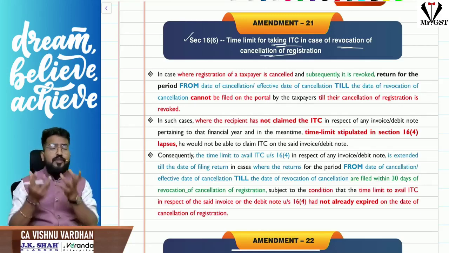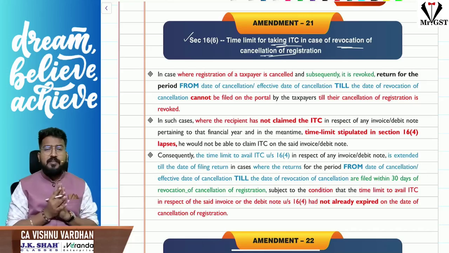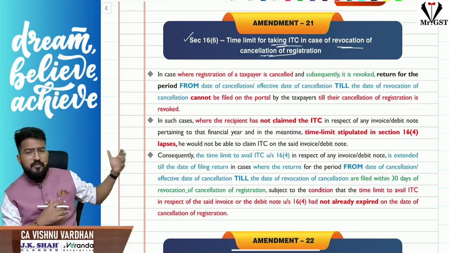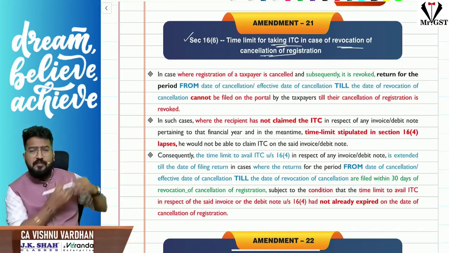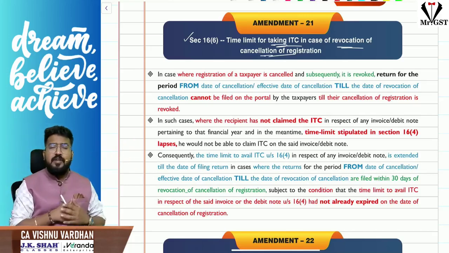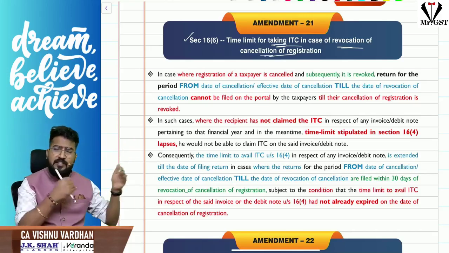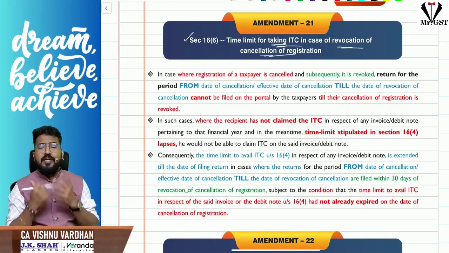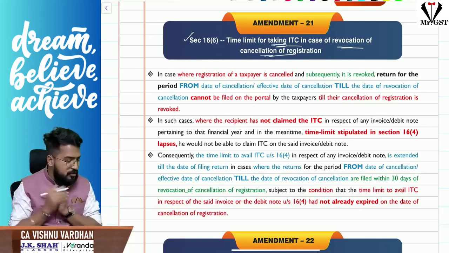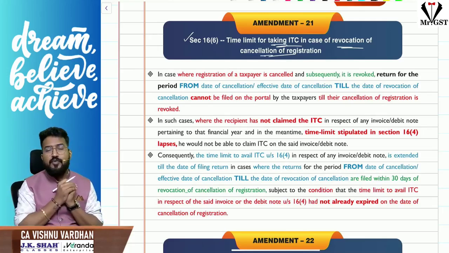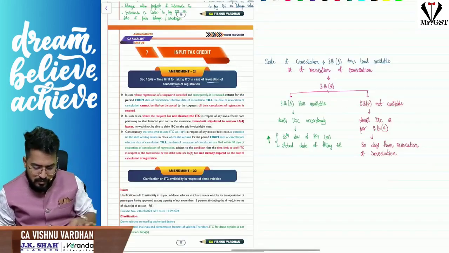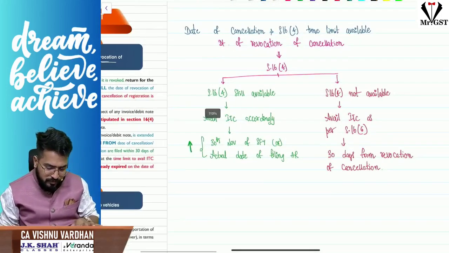And now when you have taken the revocation, if you look back and you want to take ITC for those periods which fell during the cancellation and revocation period, the Section 16(4) time limit is over. In that case, how to handle? Now see, first of all, simple. What is this provision talking all about now?